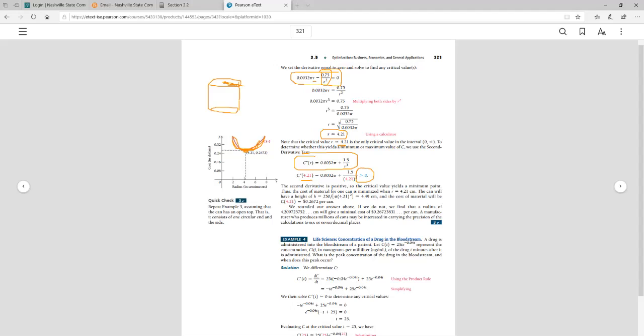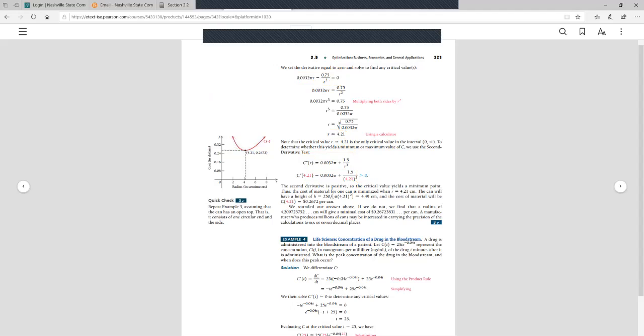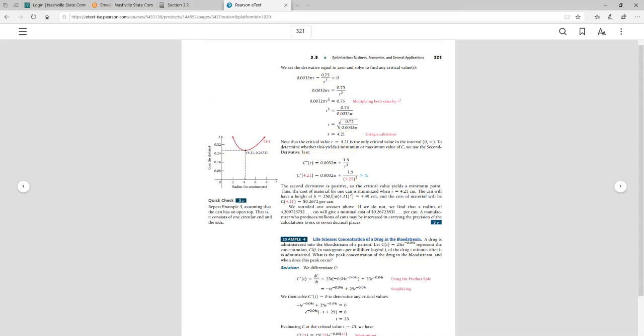So as you can see, we can use the first derivative test, the second derivative test, our knowledge of graphing with asymptotes and so forth. We can use that information to solve word problems, and these are the very types of problems that engineers deal with on a daily basis.